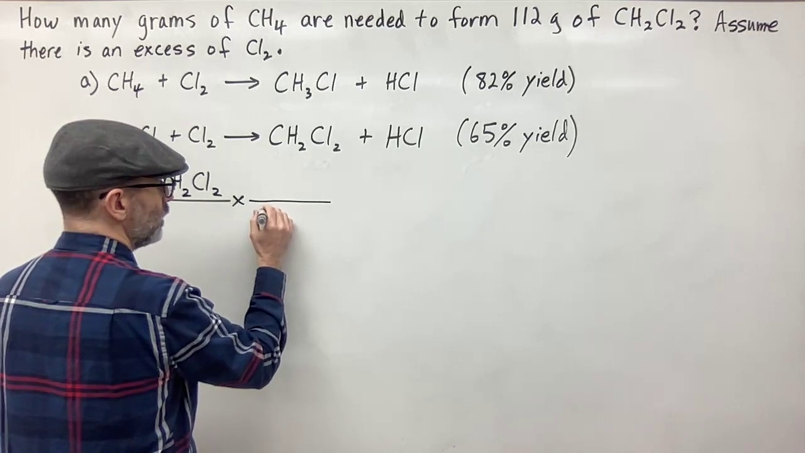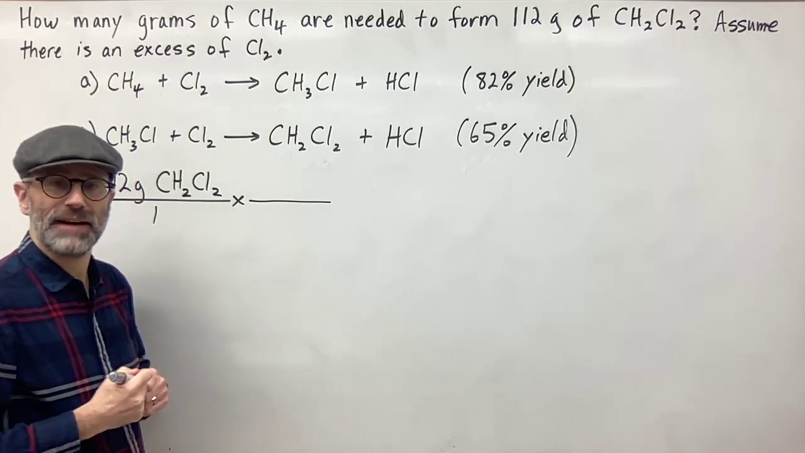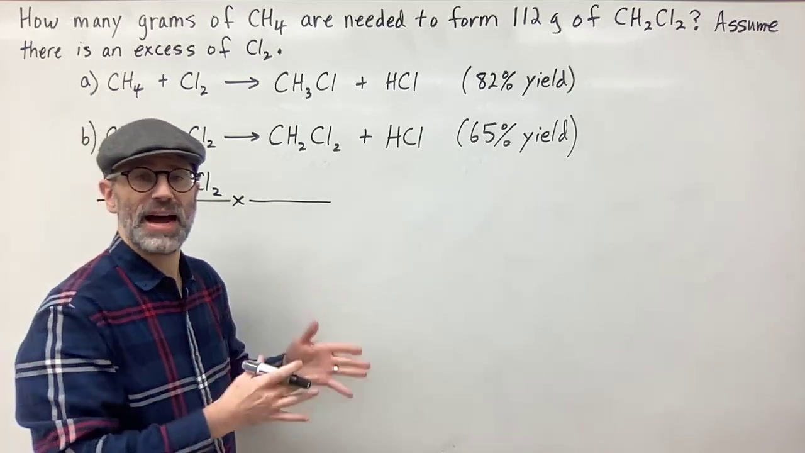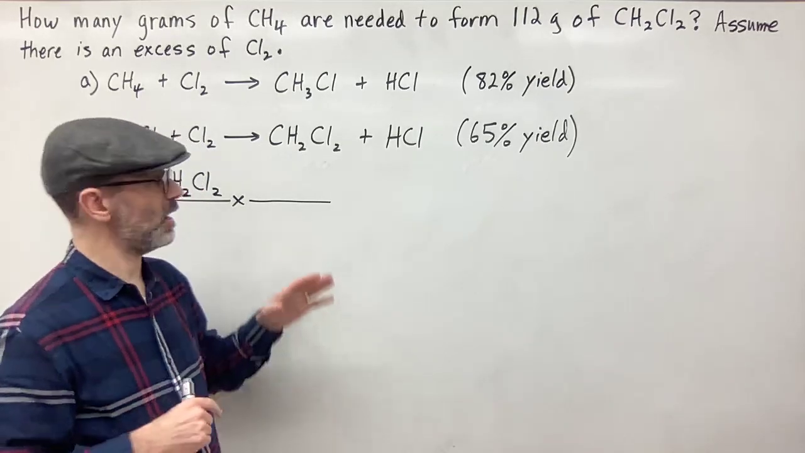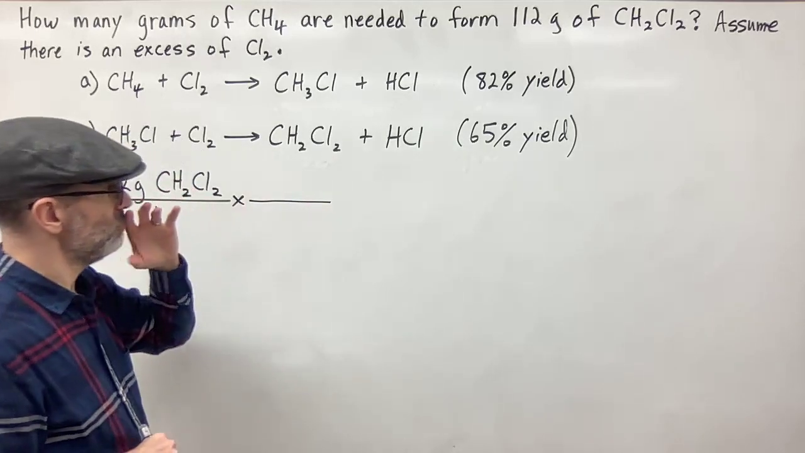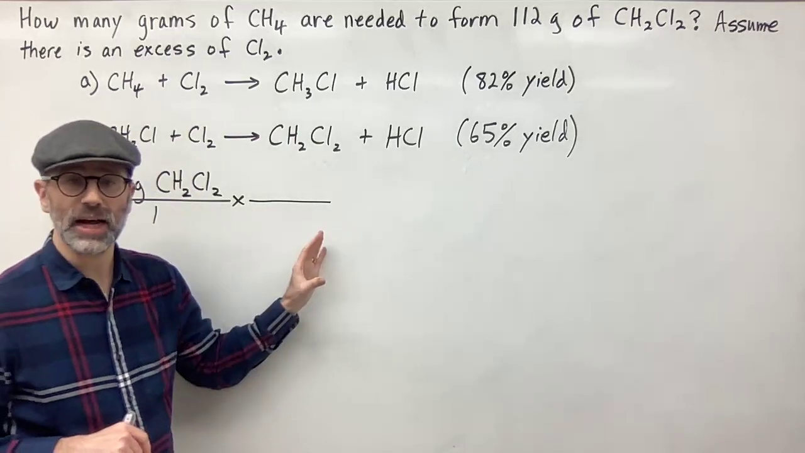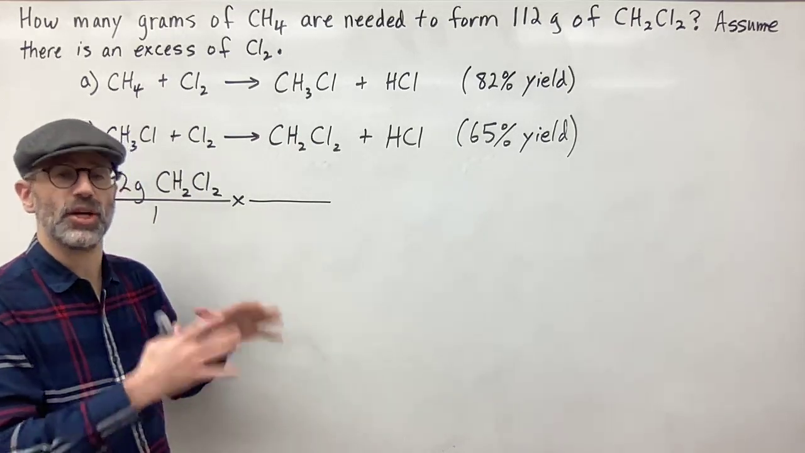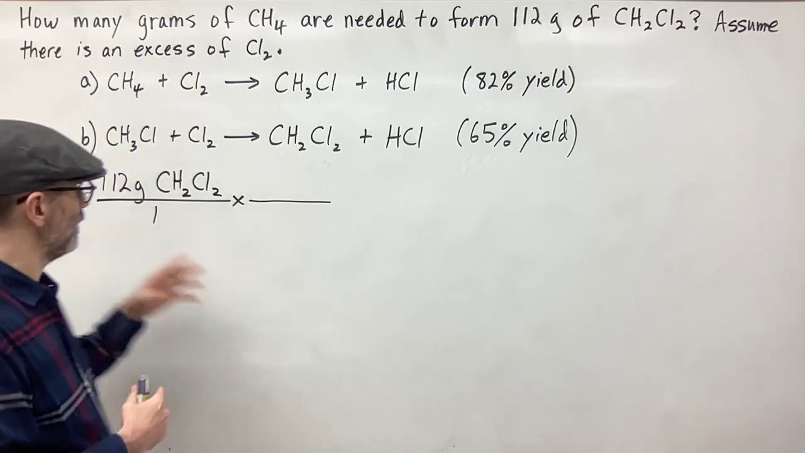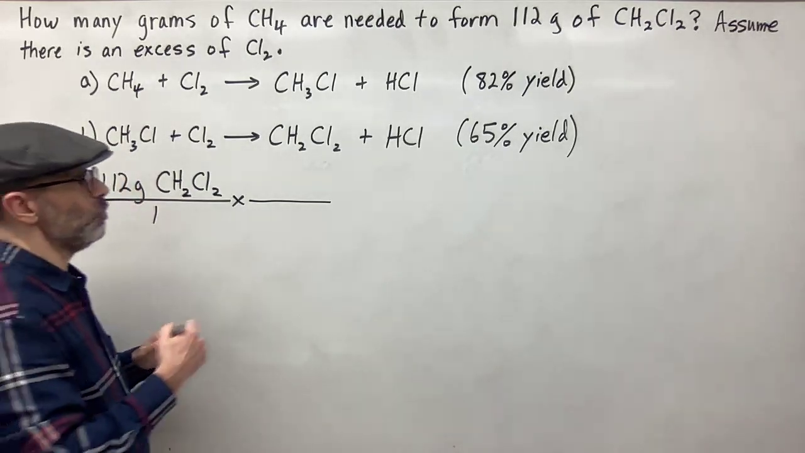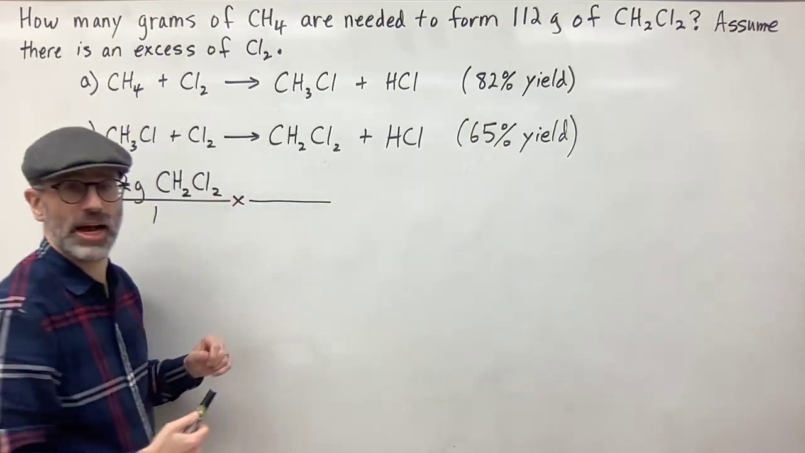So we're going to have to use this as a conversion factor. Remember, 65% means 65 out of 100. What does that mean in relation to mass? If this is a percent by mass, then out of 100 grams of what we should have theoretically gotten, we only got 65 in actuality. So this is the actual yield. Out of 100 grams of theoretical yield, we only got 65 grams of the actual.